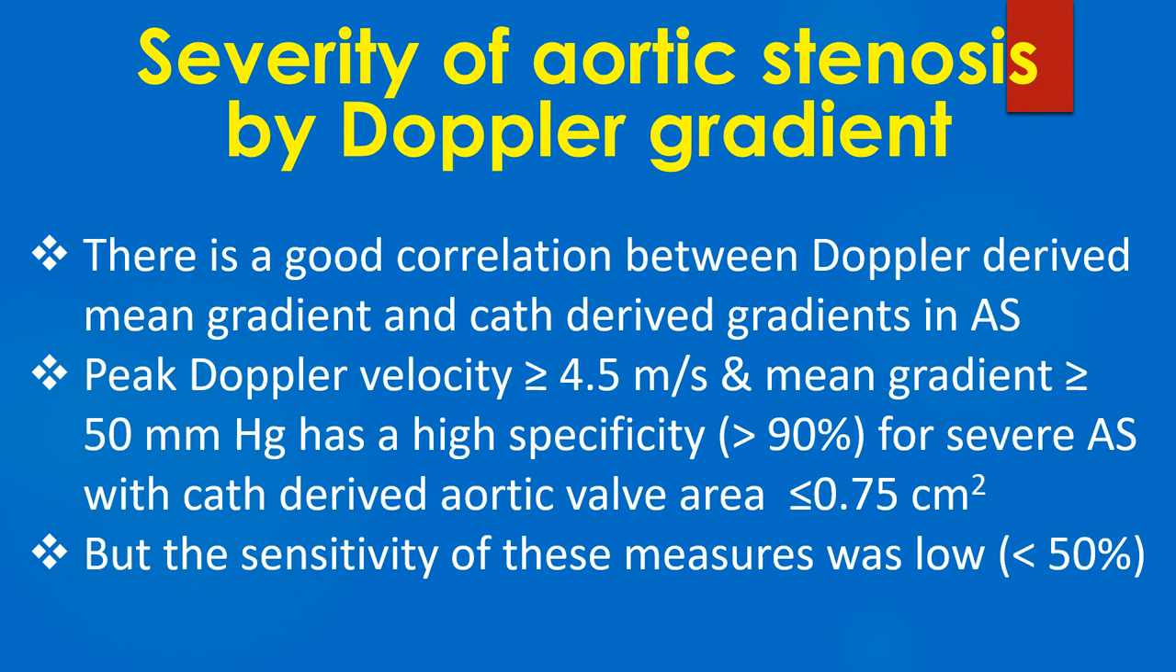There is a good correlation between Doppler-derived mean gradient and cath-derived gradients in aortic stenosis. A peak Doppler velocity of 4.5 meters per second or more and mean gradient of 50 millimeters of mercury or more has a high specificity above 90% for severe AS with cath-derived aortic valve area of 0.75 square centimeter or less, but the sensitivity of these measures was low, below 50%.